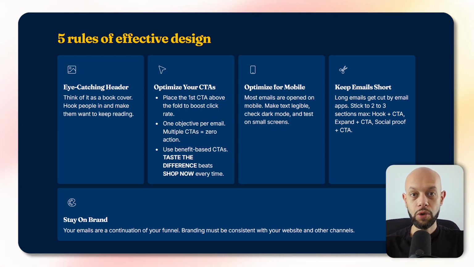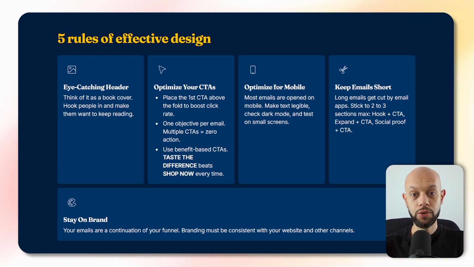The second one is to optimize your CTA. So the first thing is to always place the first CTA above the fold to boost your click-through rate. The second thing is to have one CTA or one objective per email. If you have multiple destinations for your email, then people will get distracted and take no action. And the third thing is, instead of using generic CTAs, like for example, shop now or buy now, use either branded or benefit-based CTAs, like taste the difference, for example. The third one is going to be to optimize for mobile, because for a lot of industries, most people are going to be browsing your emails on mobile.